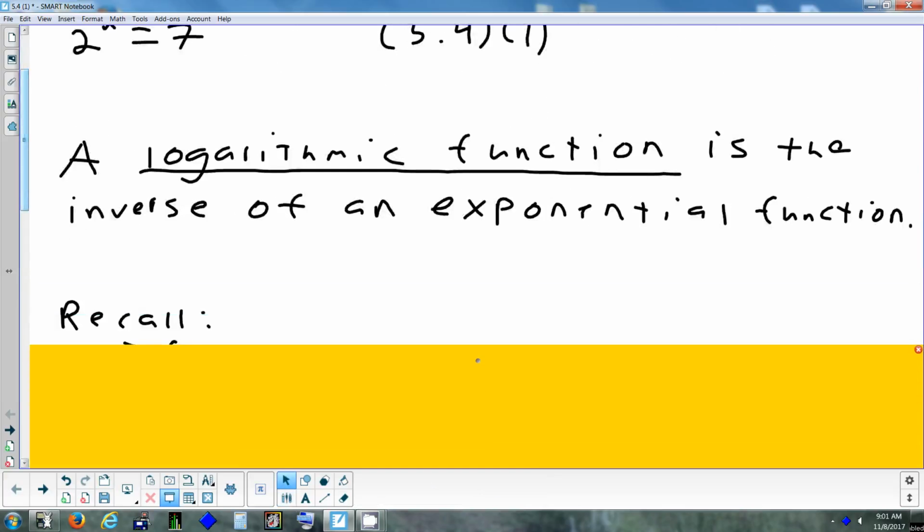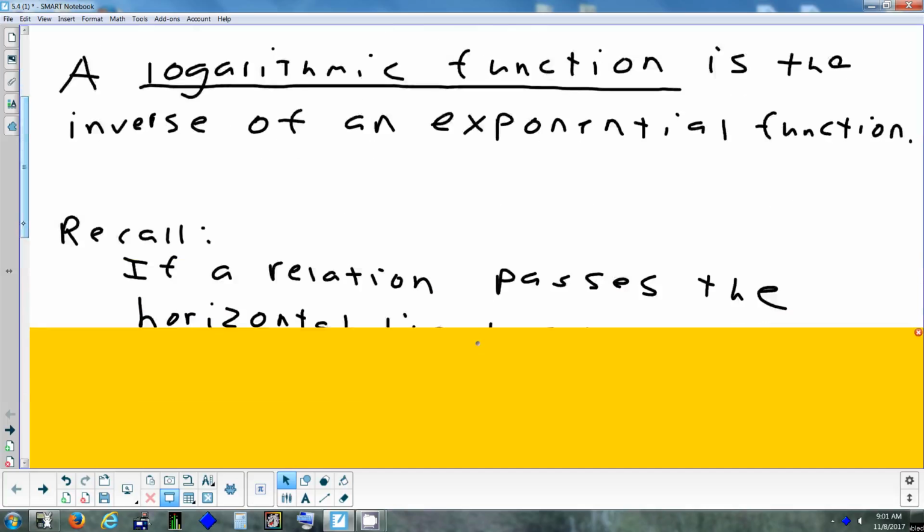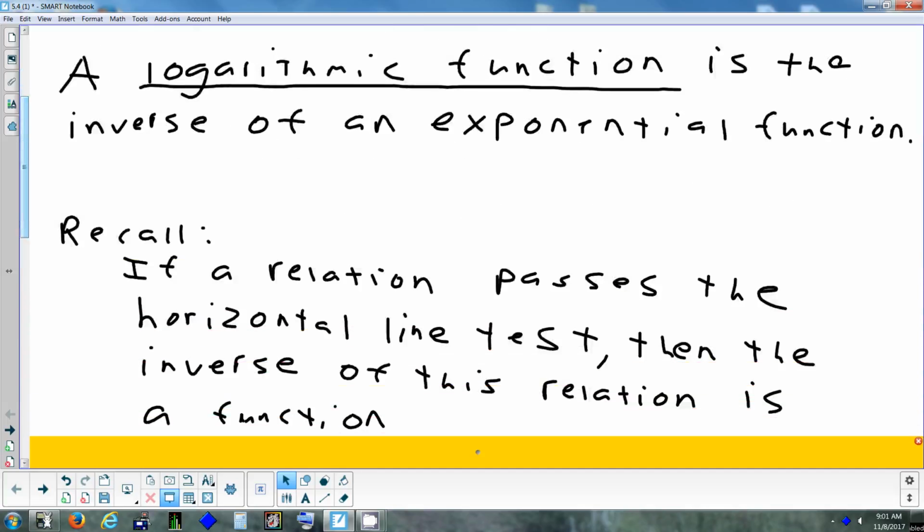All right, so in math, there's two different main what we call line tests. There's the vertical line test, which tells you if something is a function. But then there's the horizontal line test, which tells you not if what you're looking at is a function, but if its inverse is a function.